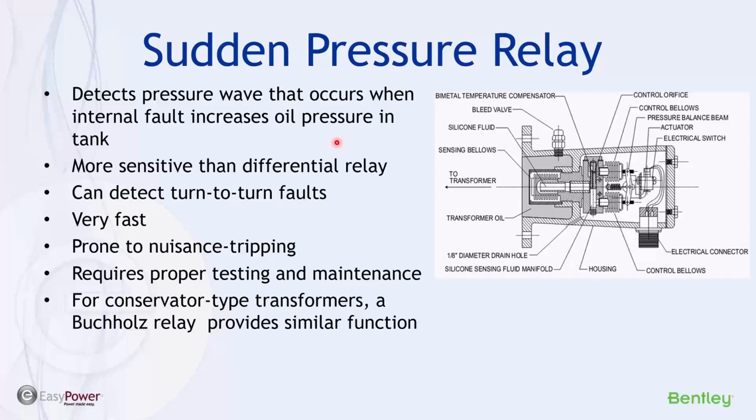And for conservator type transformers, or those that have an intermediate oil source, there's a similar type of relay that responds to the input and output flow to that reservoir. It's called a Buchholz relay. So these can be very sensitive and aid in the detection, especially if you're tracking the pressure, the oil level and temperature in combination with the relay status.